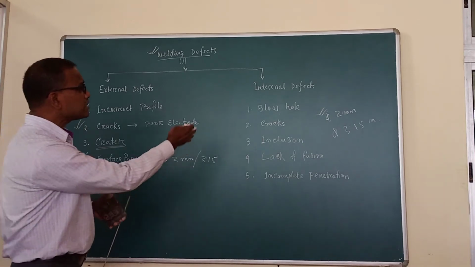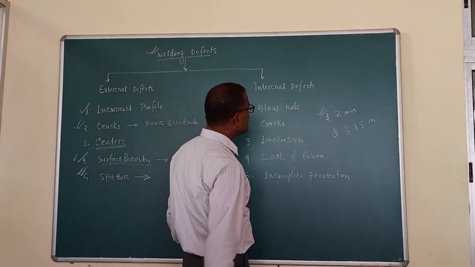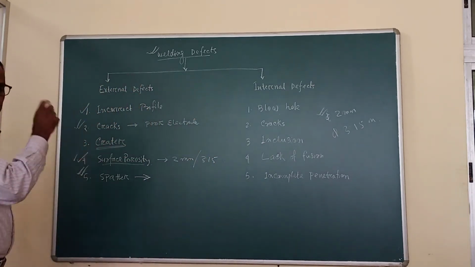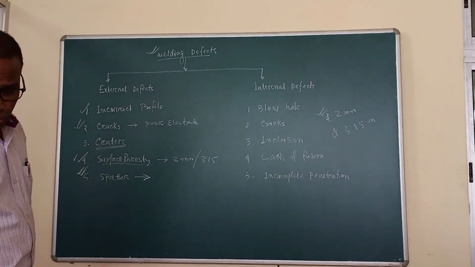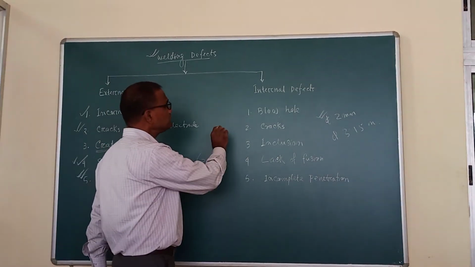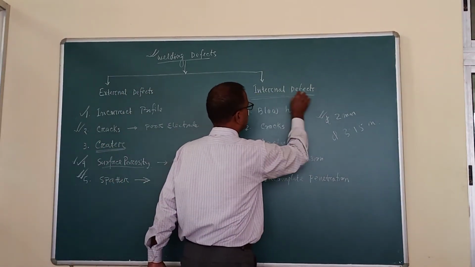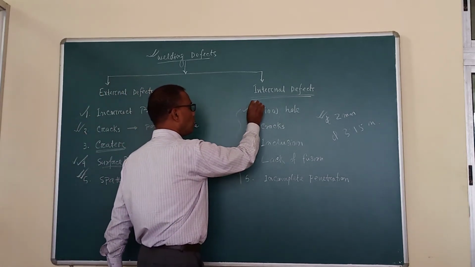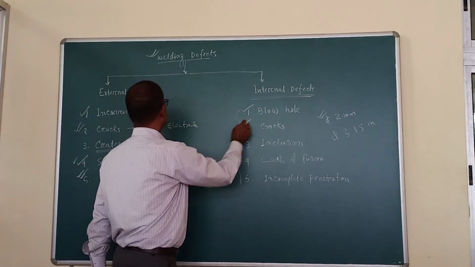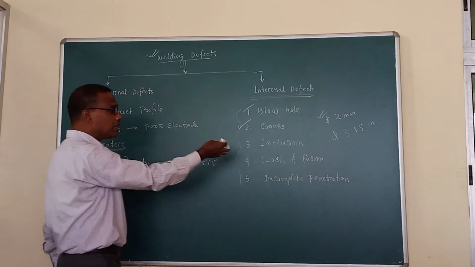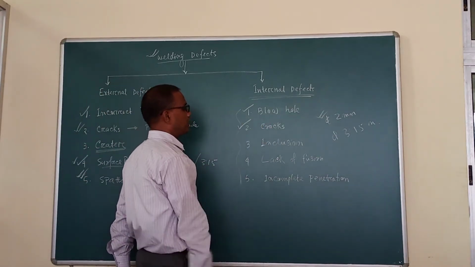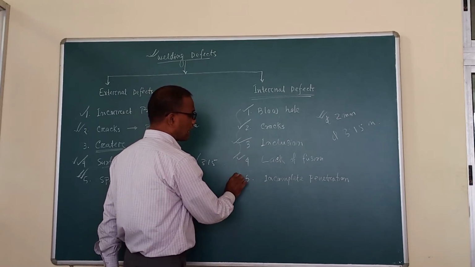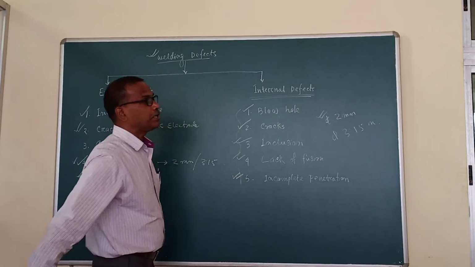Next, come to the internal defects. What are the internal defects? Please note down. These are the internal defects: blowholes, cracks like this crack, as internally also cracks may occur, inclusion, lack of fusion, and incomplete penetration.